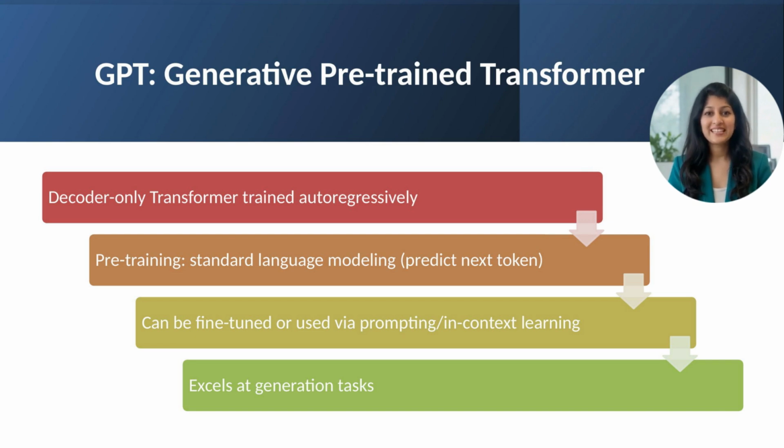GPT-2 demonstrated that larger models are better and introduced few-shot learning. GPT-3, with 175 billion parameters, showed that sufficiently large models can perform tasks through in-context learning. Give examples in the prompt, and the model adapts without parameter updates. GPT-4 further scaled capabilities. GPT excels at generation tasks: writing, summarization, translation, code generation.